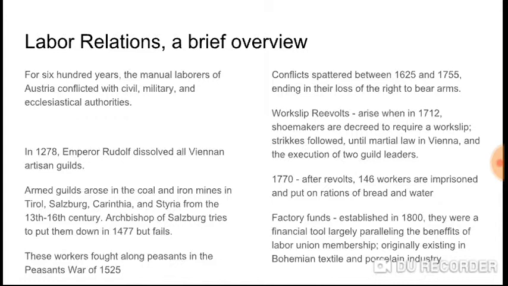Tyrol, Salzburg, Carinthia, and Styria were all mining cities for coal and iron, and saw armed peasantry rise during the 300 years from 1278. So the dissolution of artisan guilds that was decreed by the emperor really didn't hold, and there was association occurring, armed association, and armies being built in these coal and iron towns, who fought alongside the peasants in 1525. Conflicts between 1625 and 1755.